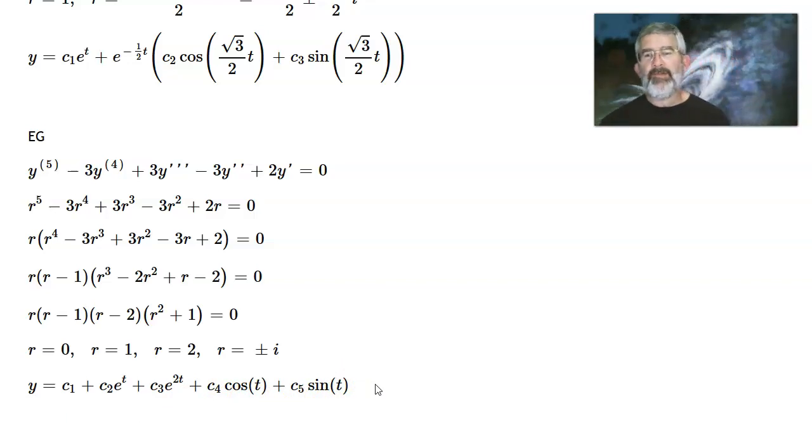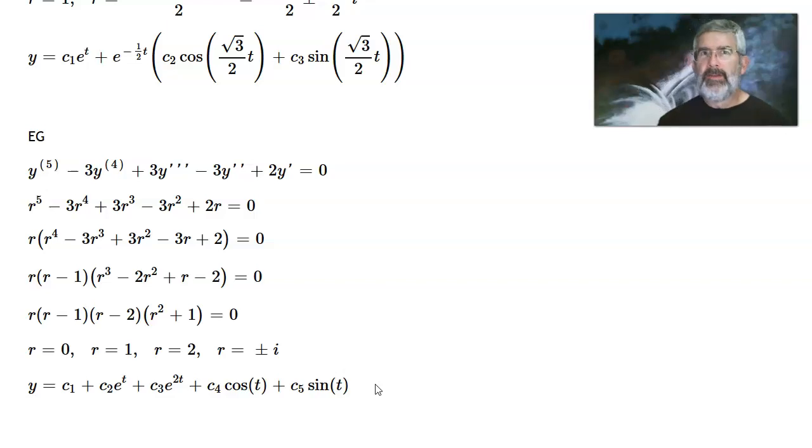The process is very much the same. Because the characteristic polynomials will always factor into linear and quadratic factors, I know that I'm always going to be getting solutions for r that are either real or come in complex conjugate pairs. The real ones give me exponentials, or if you have a repeated root, they give you a t times an exponential. And then the complex conjugate pairs give you an exponential times sine or cosine.